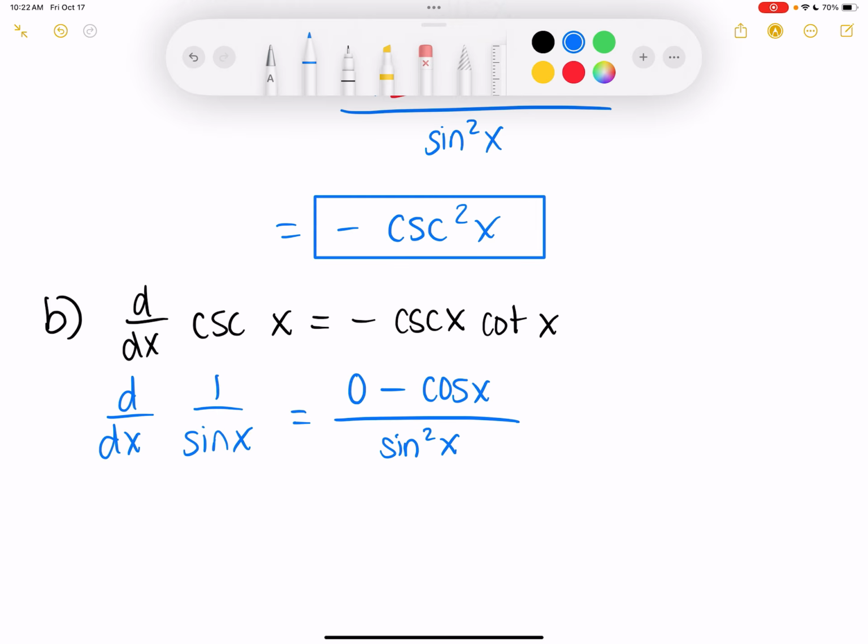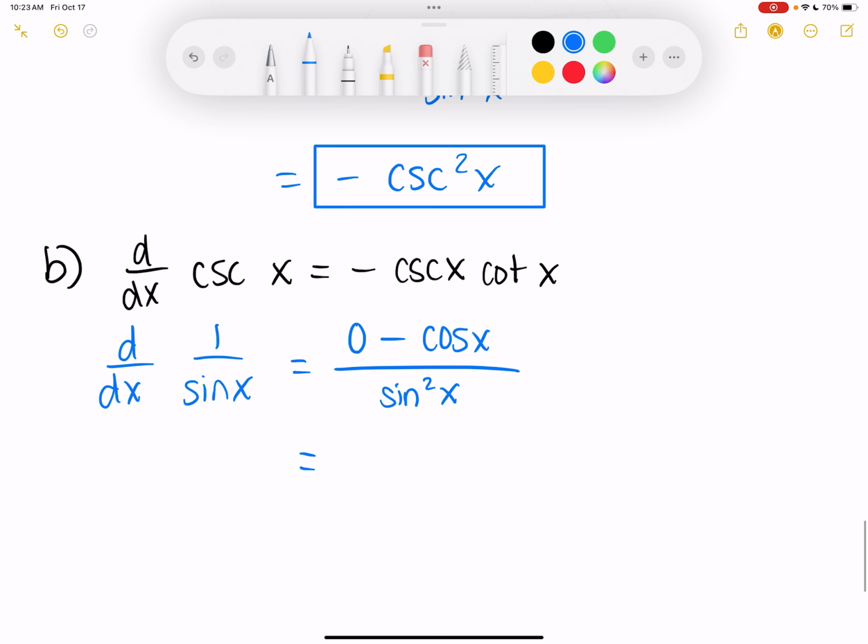So I basically have negative cosine of x over sine squared of x. What I tend to do is break this up because I know what I'm trying to get to. So I would rewrite this as negative 1 over sine of x times cosine of x over sine of x, because I can see I need to get to cosecant and cotangent. Negative 1 over sine of x is negative cosecant of x. And then cosine over sine is cotangent.